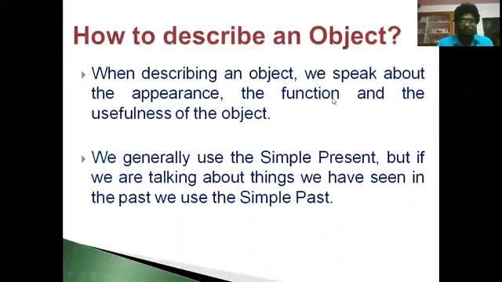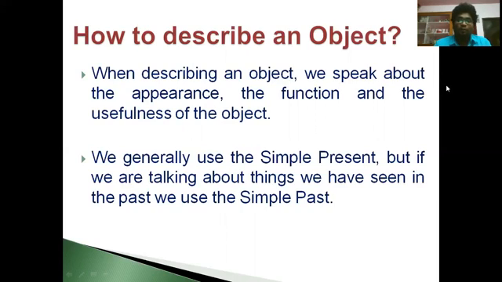When it comes to an object, how are we supposed to describe an object? Till now we have seen how we have to describe a place, how we have to describe an event, and now how we are going to describe an object. When we're talking about an object description, we normally speak about the appearance and the function and usefulness of the object. These things are taken into account when we are describing an object.